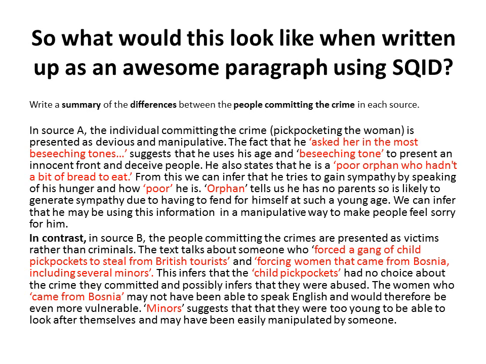abused. The women who came from Bosnia may not have been able to speak English and would therefore be even more vulnerable. Minors suggest that they were too young to be able to look after themselves and may have been easily manipulated by someone. So that is a full SQUID compare SQUID paragraph.